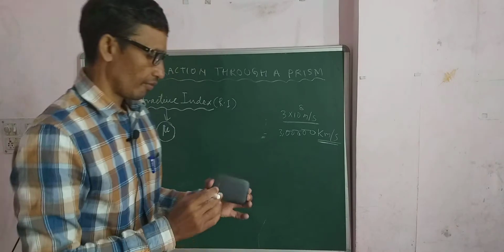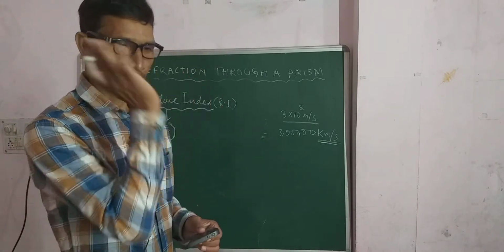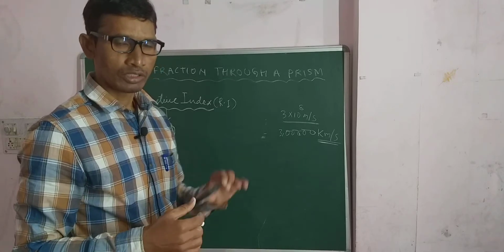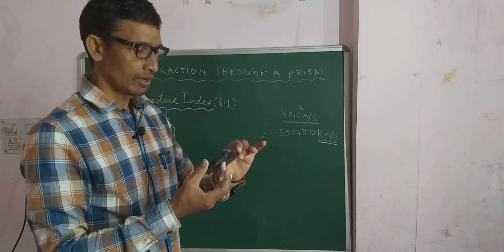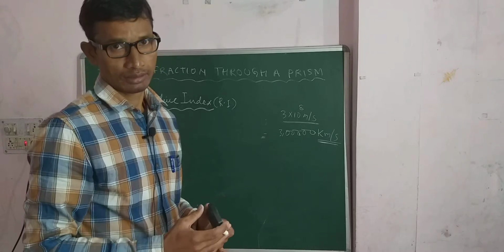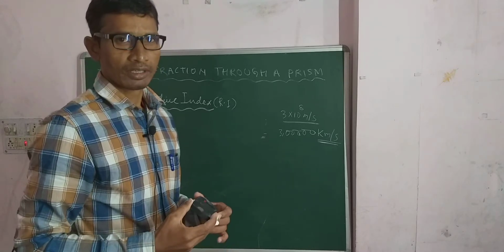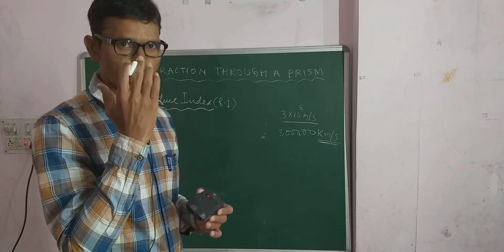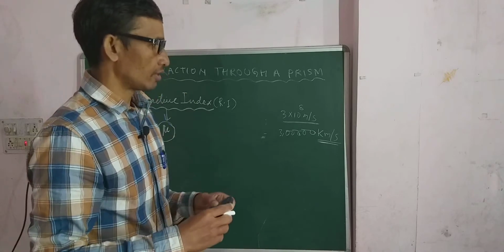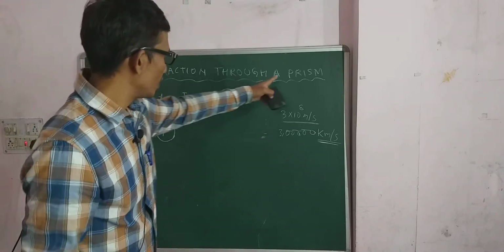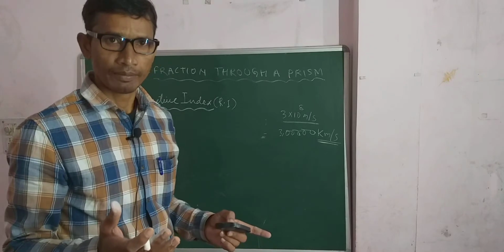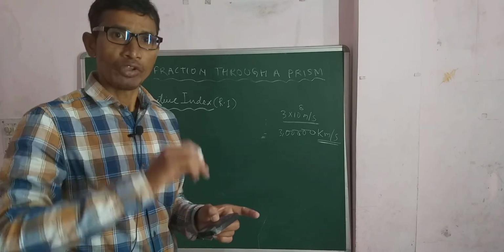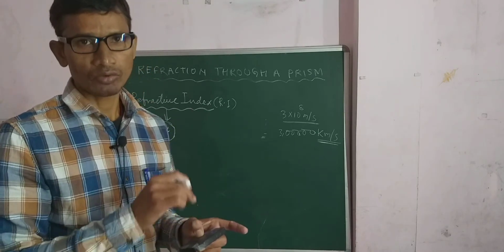Whenever we take a transparent medium, air is a transparent medium, there also will be a refractive index. Suppose this is glass, this is also a transparent medium, and my spectacle also has a refractive index, and so many things. So here is a prism. Prism is also a transparent medium, so there will be a refractive index. So we have to find out the refractive index of the prism.